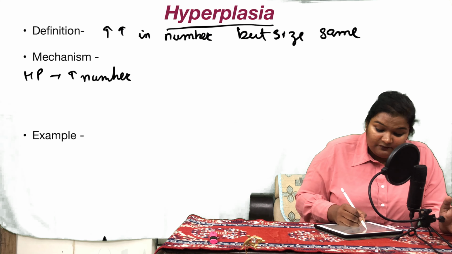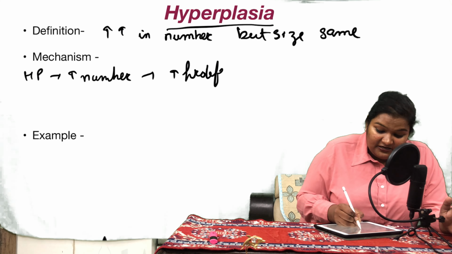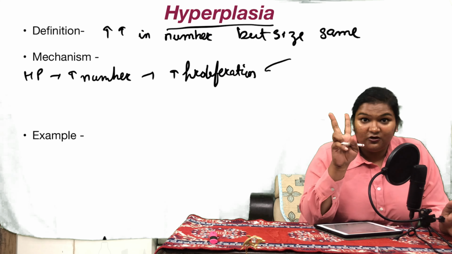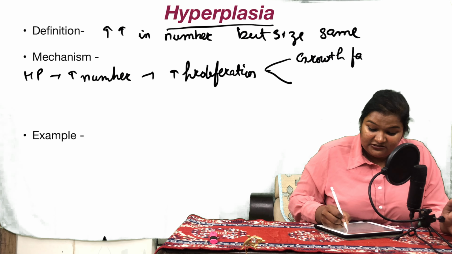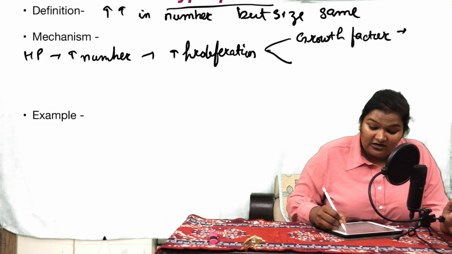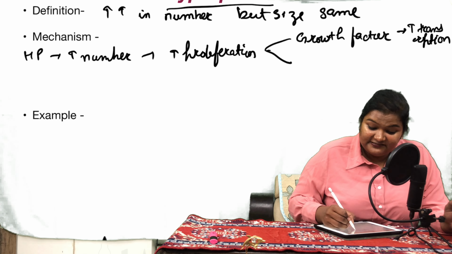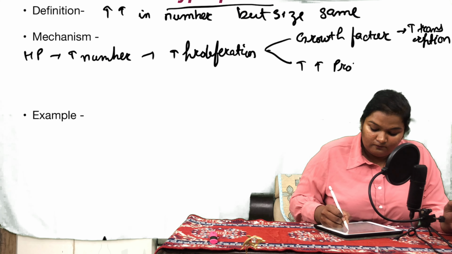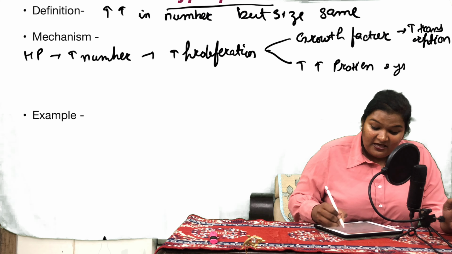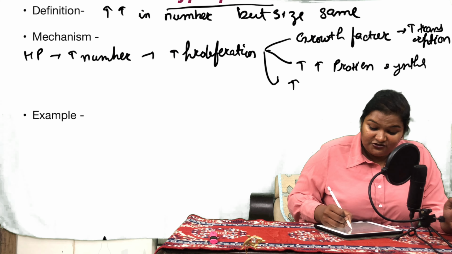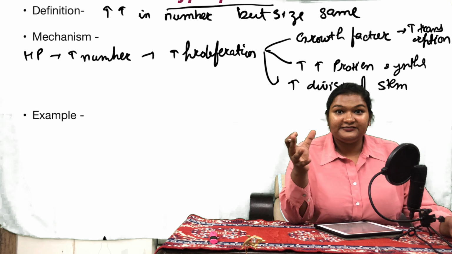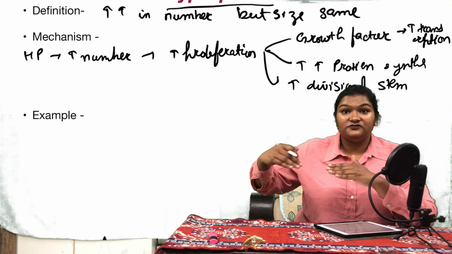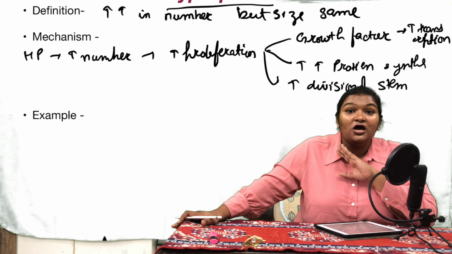Which means there is increase in proliferation, right? And this increase in proliferation can be because of 2 things. The first is growth factor, right? This growth factor leads to increase in transcription, right? And then we have increase in protein synthesis. And the third one is increase in division of stem cells. Okay, so stem cell division is increasing, that is there is increase in number of production, increase in differentiation, which at last leads to hyperplasia.